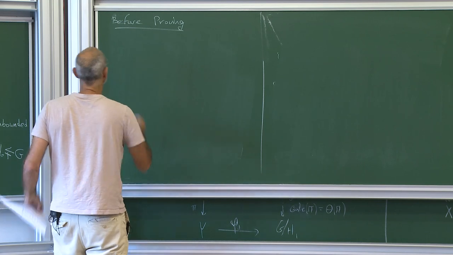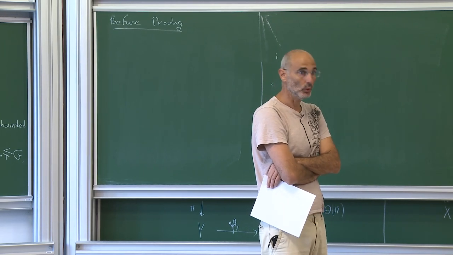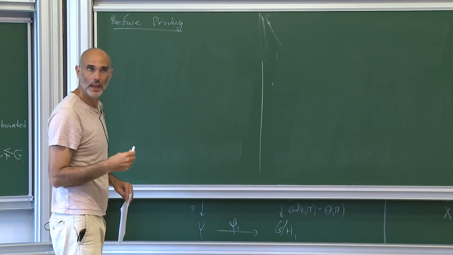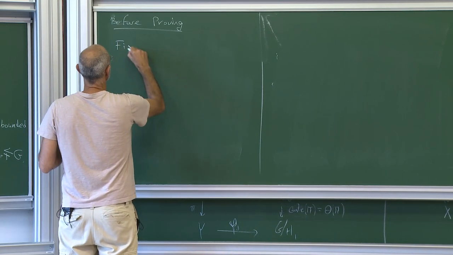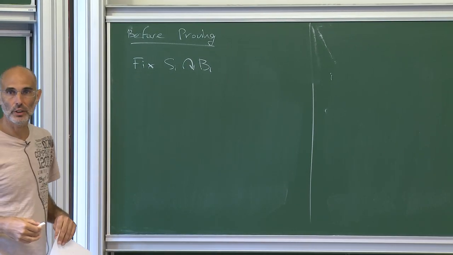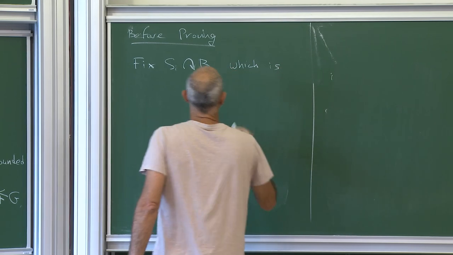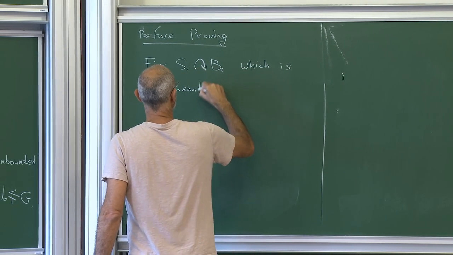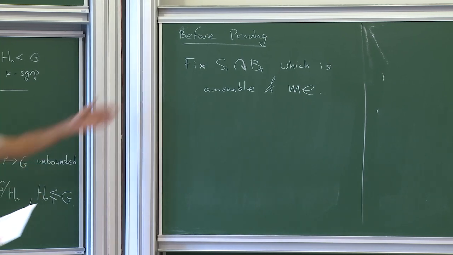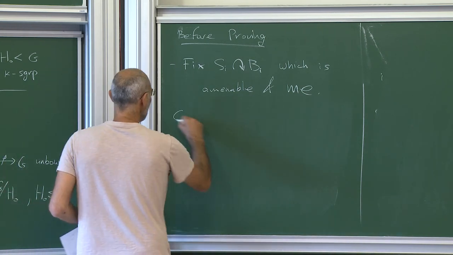So we are under the assumption of the theorem. We have S, which is S1 times S2. We have gamma, which is an irreducible lattice in it. We know that for each group Si, I can find an action. I will call it Bi, not Xi, because I think of it as a boundary action, which is amenable and metrically ergodic (ME). I claim that we can do that. So I'm using the claim.